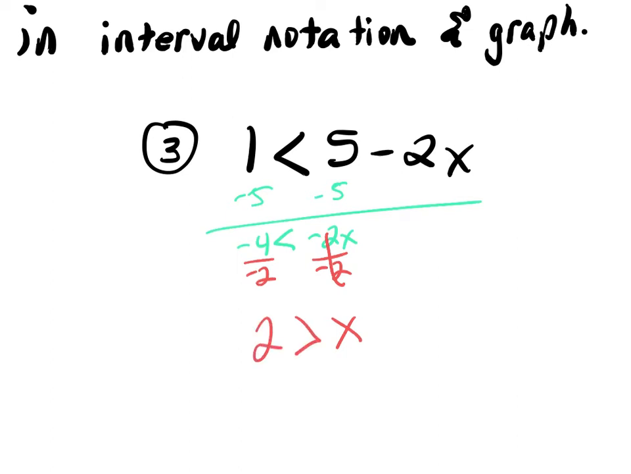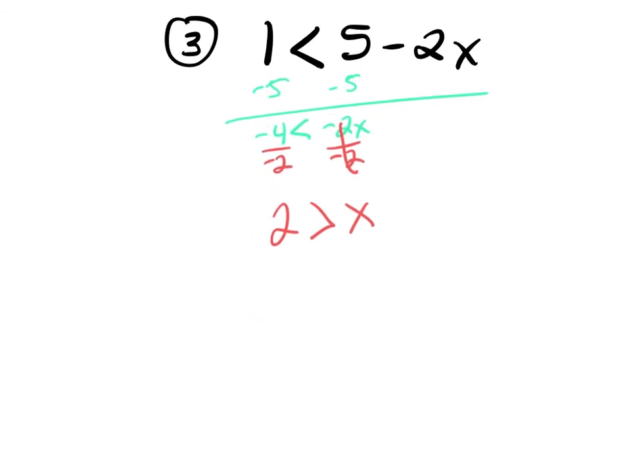A lot of you don't like the way that looks. I don't. It just looks gross. It says 2 is greater than x. If you just read it backwards, that's how you can write it. You could say x is less than 2 to change it. Now I feel better. It looks better. But you can leave it like that. It doesn't matter. Either way.